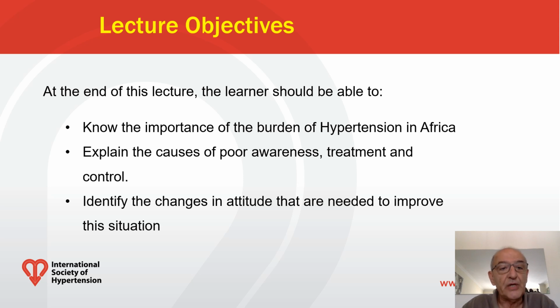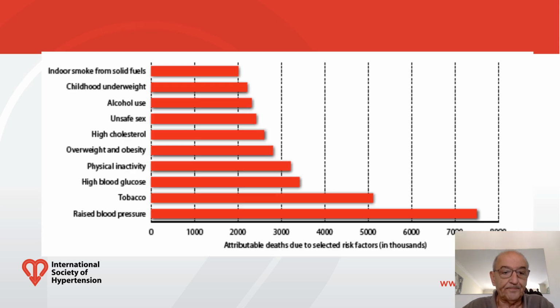Our main objectives for this lesson are that at the end of the lecture, you should be able to know the importance of the burden of hypertension in Africa. You should be able to explain the causes of poor awareness, treatment, and control of hypertension, and also you should be able to identify the changes in attitude that are needed to improve this situation.